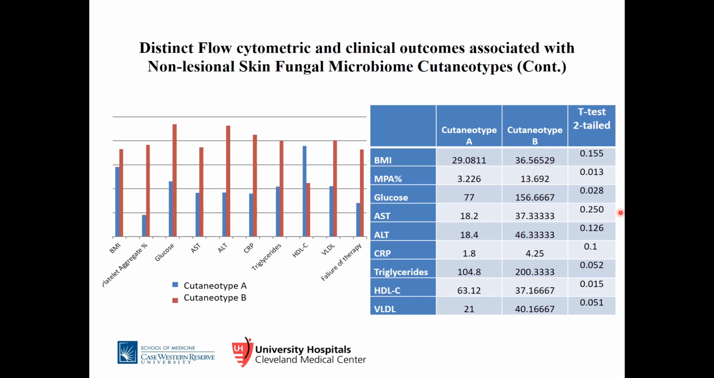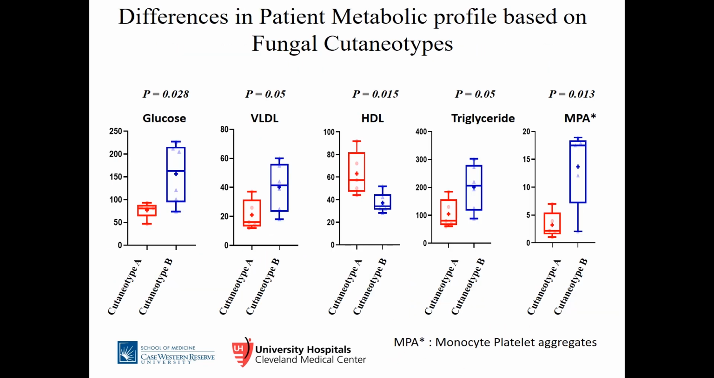By comparison, cutaneotype B was more associated with metabolic derangement, seen in conjunction with more treatment failure. More specifically, the metabolic picture of cutaneotype B shows poor glycemic control and dyslipidemic profile as evidenced by increase in VLDL and triglyceride, and a decrease in HDL. Interestingly, cutaneotype B was also associated with a significant increase in monocyte platelet aggregates, which is a strong marker of cardiovascular and peripheral arterial diseases.